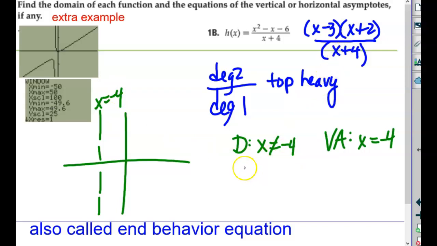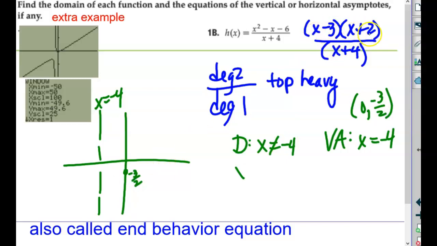Then I should have set x equal to 0 to find the y-intercept. If you put a 0 in, you get -6 over 4, which is -3/2. So it crosses the y-axis down here at -1.5.